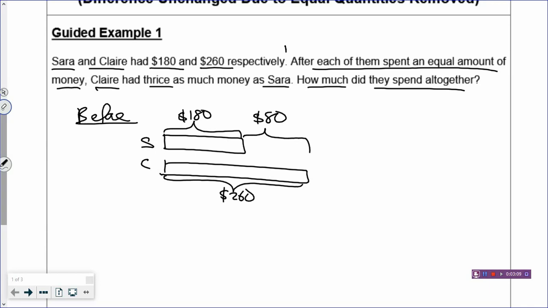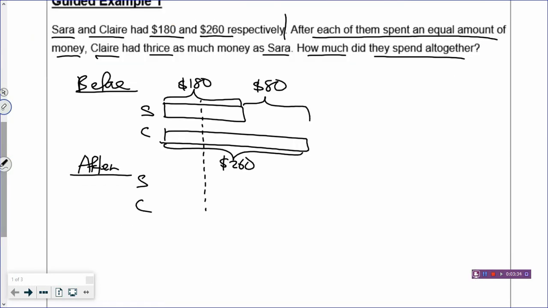Now, after each of them spends an equal amount of money. So how do I show equal amounts of money? Another guideline to model drawing from our earlier lesson: to show equal parts, you use dotted lines. And we are going to use the dotted lines to help us draw the after model. So you have Sarah and you have Claire. After they both spend equal amounts of money, how do their rectangles look now? Sarah will have a shorter one, and Claire will also have a shorter one. Same as what you see on top, just that the equal parts are missing because they are gone.